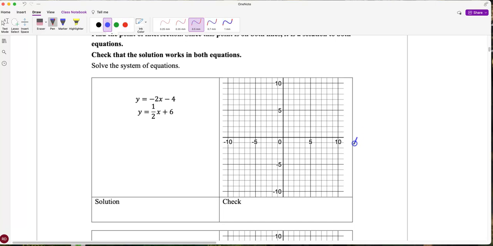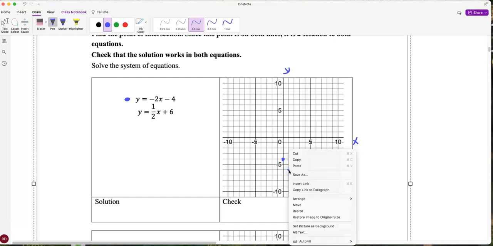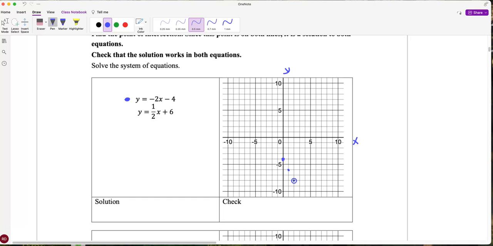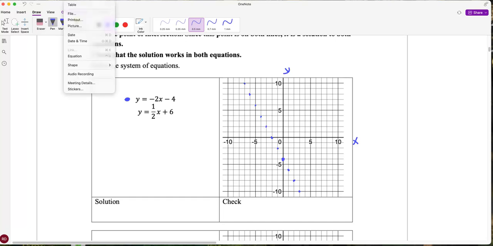So here is my x-axis, here's my y. The first one, negative 2x minus 4. So I'm going to graph that one in blue. So if I go down to negative 4, the slope is negative 2. So if I go down 2 over 1, now what I want you to do, I want you to fill in as much of this grid as you can with these points, because this helps you not only draw a line, but also know the points of intersection. Okay. So try to fill up as much of the grid as you can with the lines. Then I'm going to draw the line.